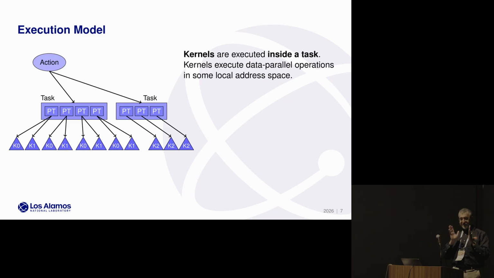Now, the point tasks have their piece of the distributed data structure, but even though this is already a parallel execution, they might want to execute just that data in a parallel format, and that's where kernels come in. So kernels execute on the local data in a data parallel format to give that additional level of parallelism.